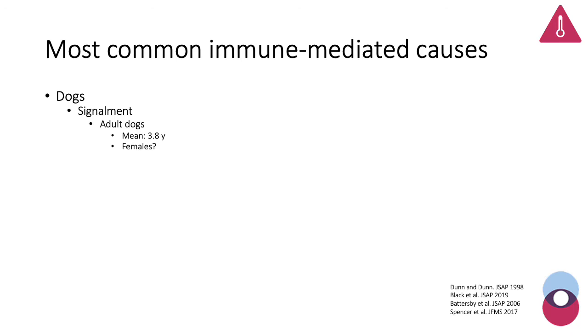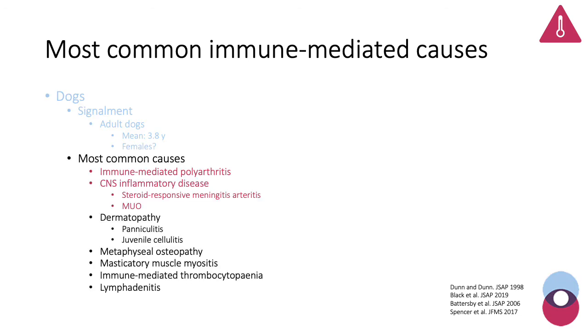However, in some papers, for example, in neutrophilic lymphadenitis, females were overrepresented, so it might be that it is true in the canine population as well. The reason why I've put 2 of them in red is because these 2 are by far the most common immune-mediated causes of PUO, and potentially also the most common causes for PUO, or FUO, sorry, as a whole.